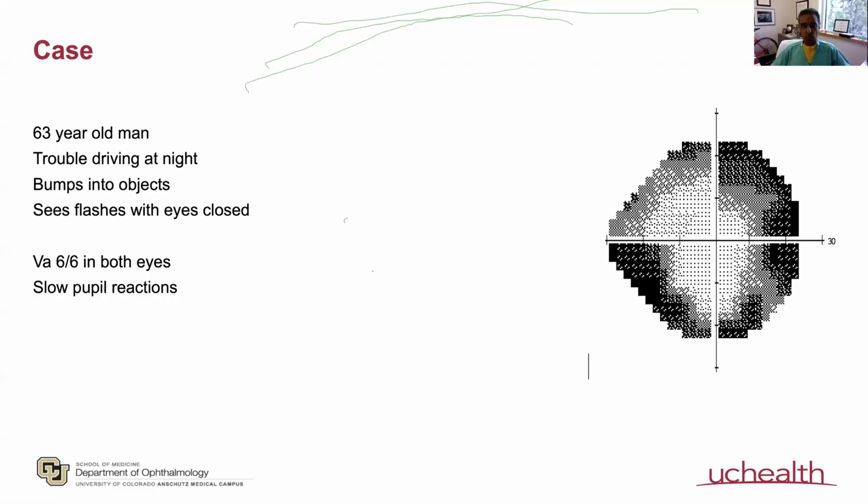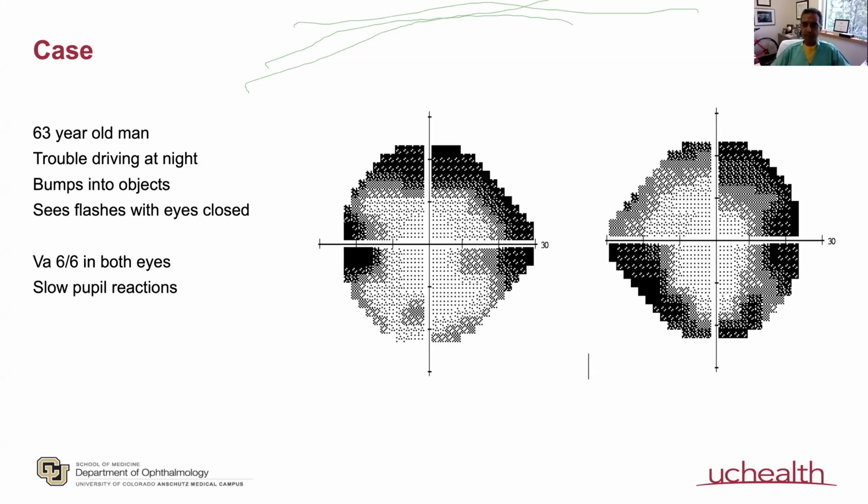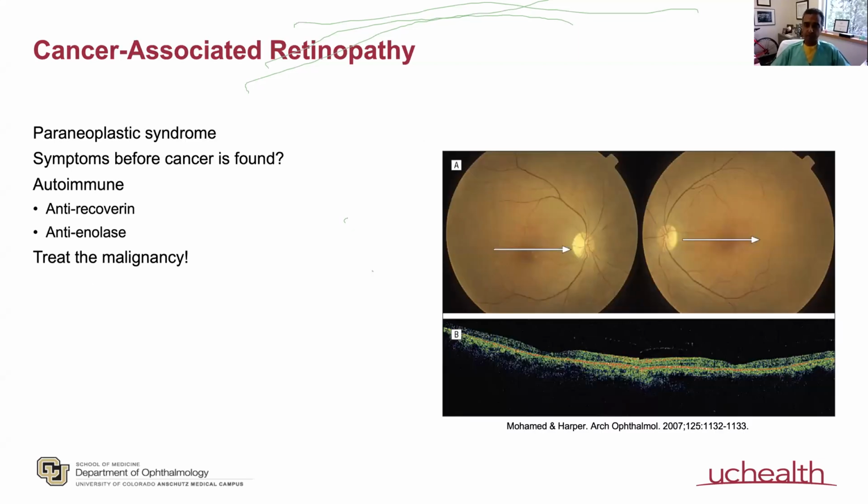This is a patient who came to see me, a 63-year-old man who was having trouble driving at night. He was bumping into objects. He was seeing flashes with his eyes closed. And he was referred to me primarily because he was seeing flashes, because he was having photopsias. And his visual acuity was normal in both eyes. He had slow pupillary reactions, and his visual fields did show generalized constriction. He did not have a cancer history, but he turned out to have cancer-associated retinopathy. So again, he didn't have headache, but this was the photopsias that had been mistaken for a migraine-like phenomenon.